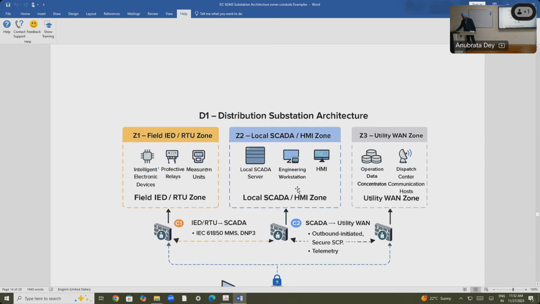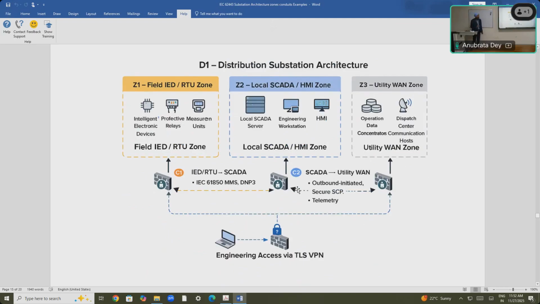So this is how it all looks then. Zone 1 with field IEDs and RTUs, Zone 2 local SCADA, Zone 3 utility WAN. And then conduits, conduit 1, conduit 2. Those are firewalls or VPNs, with very secure communication between them.